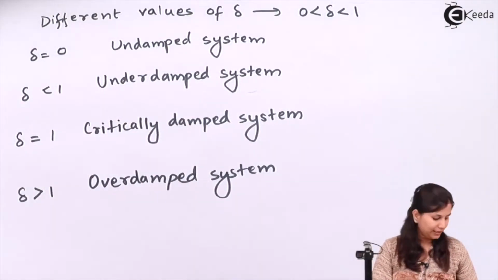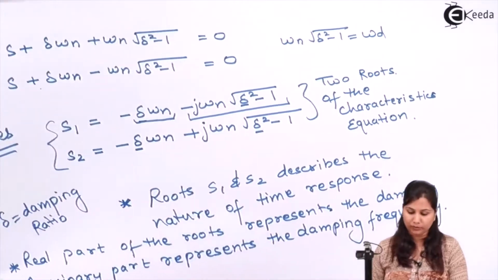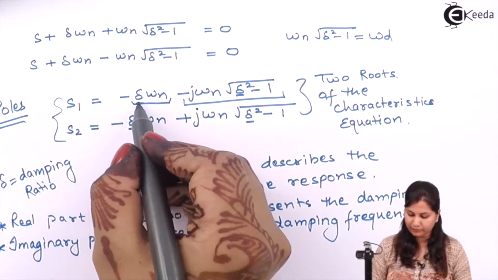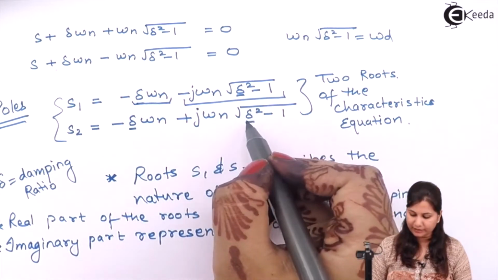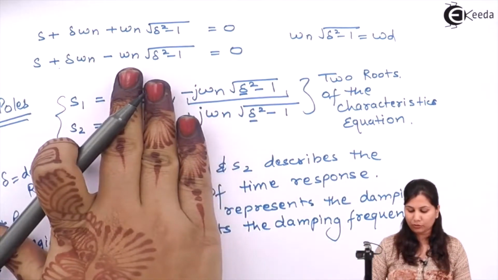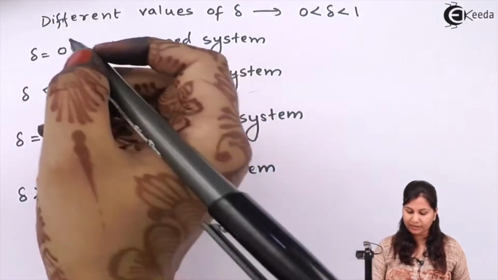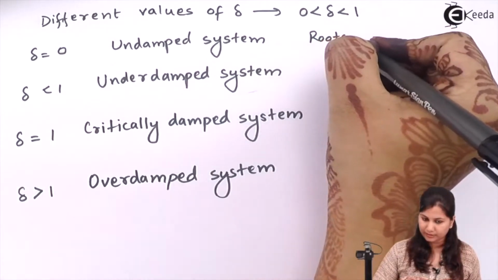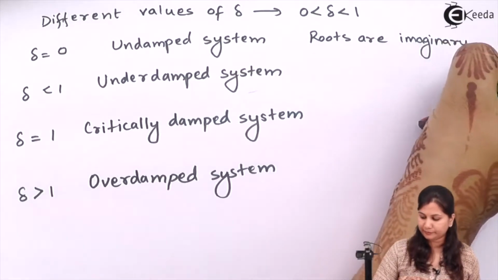Okay, we had S1 and S2. So let us put del equal to 0 in S1 and S2. When del is equal to 0, the real part will become 0 in both these roots, and here also we have del square, so 0 minus 1, and here we also have 0 minus 1. So this real part has become 0. So these roots are going to contain only the imaginary parts. So when del is equal to 0, the system is undamped and the roots are imaginary, because the real part becomes 0.